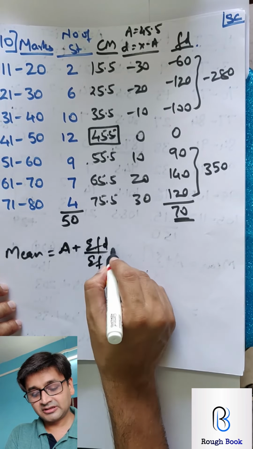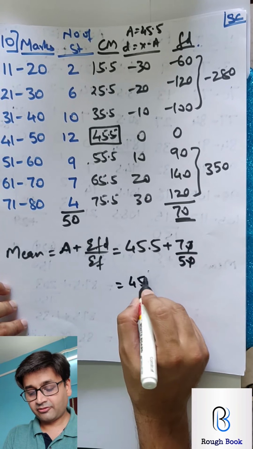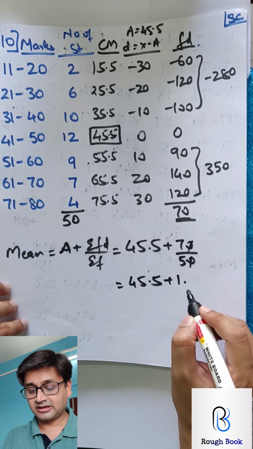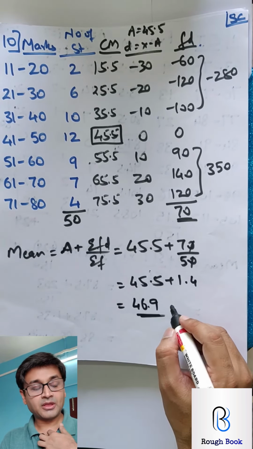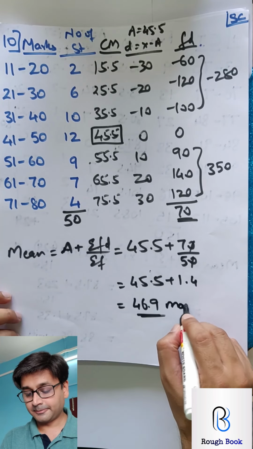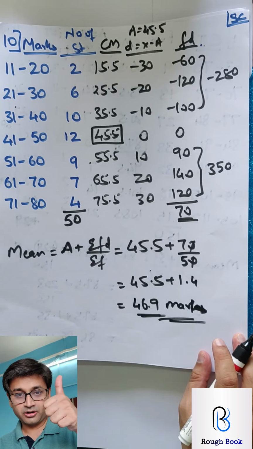45.5 plus FD is 70 upon summation F is 50. So it gets cancelled. 45.5 plus 5 ones are 5, 2 20s are 40, so 4. So I should get it as 46.9 marks. Sum number 10. How many got the same answer? 46.9. Proud of you guys.